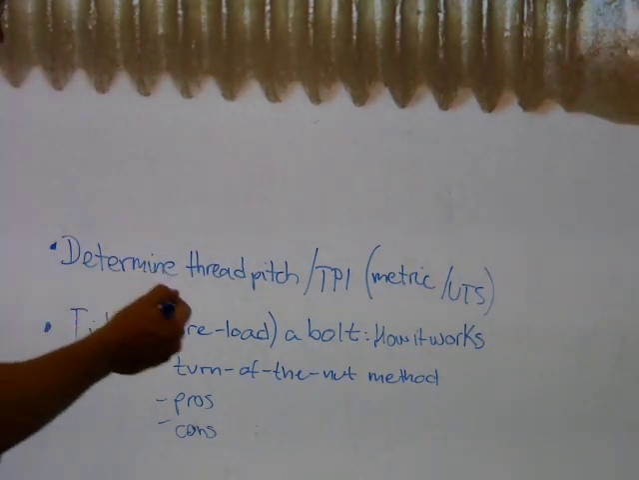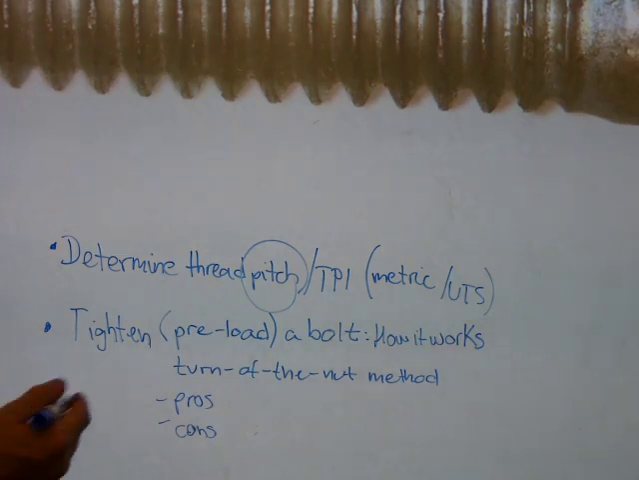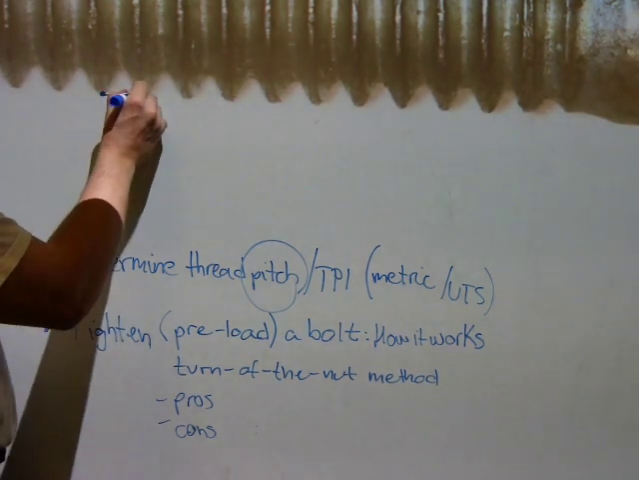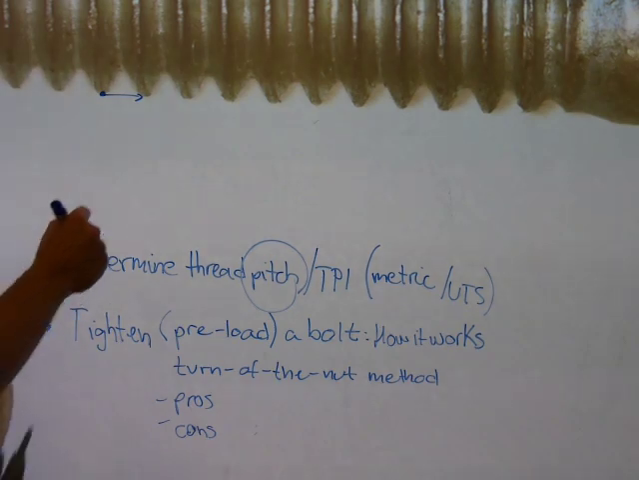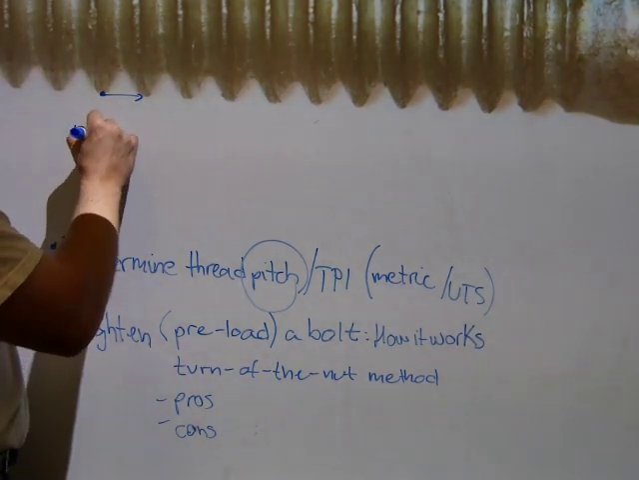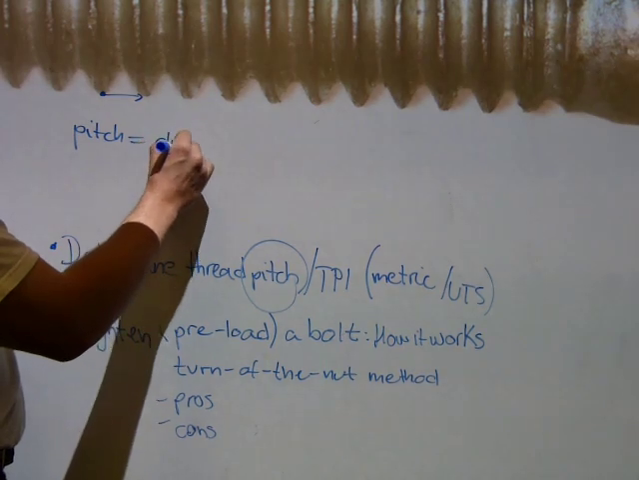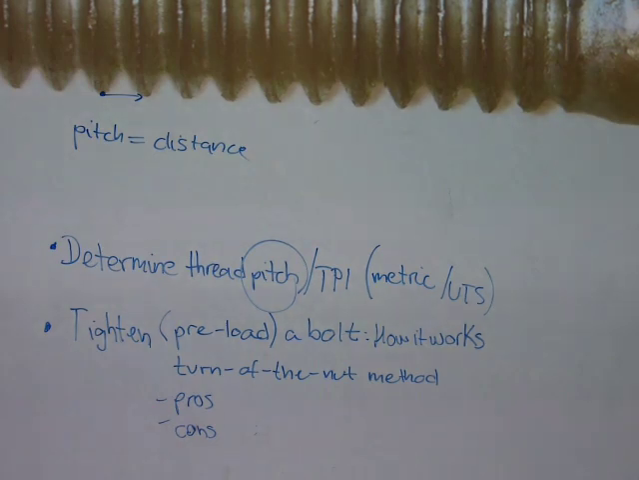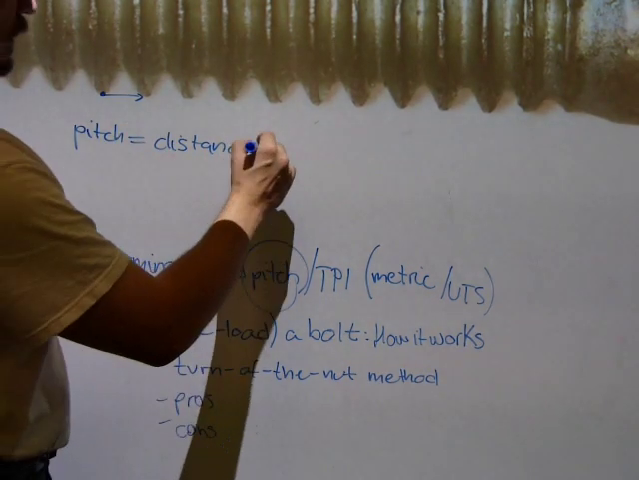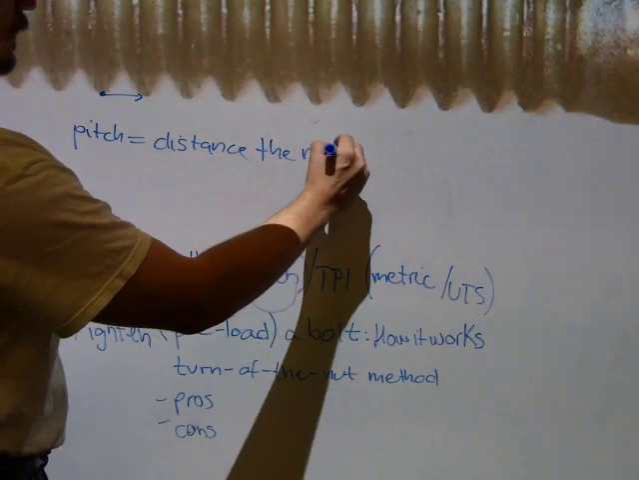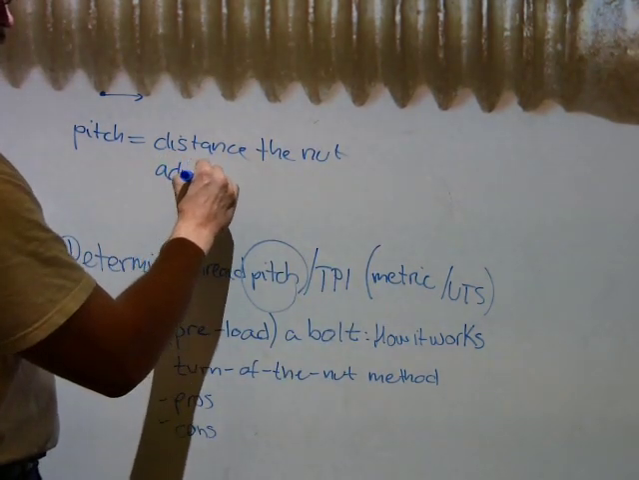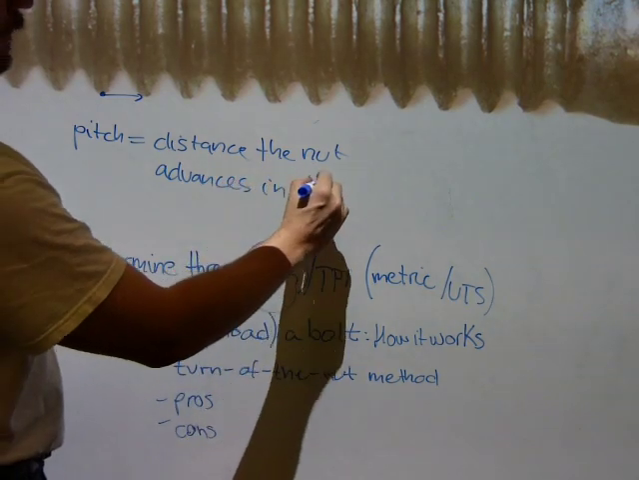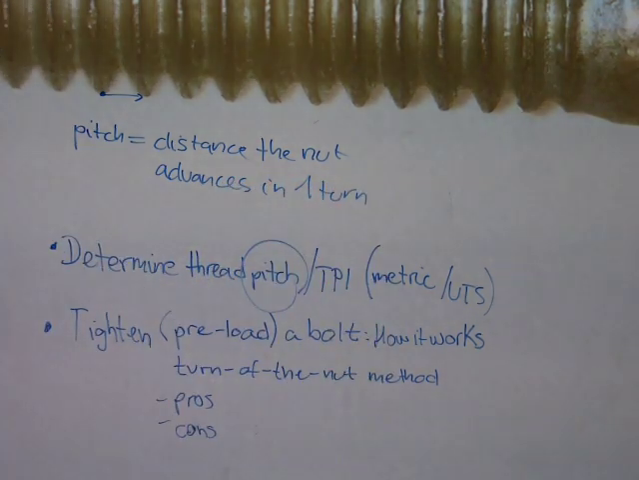Just what is meant by pitch? The pitch is a horizontal distance. Pitch is a distance. A horizontal distance on a thread from crest to crest. It is the distance the nut advances in one turn. It's important that you understand and memorize the concept and definition of pitch.